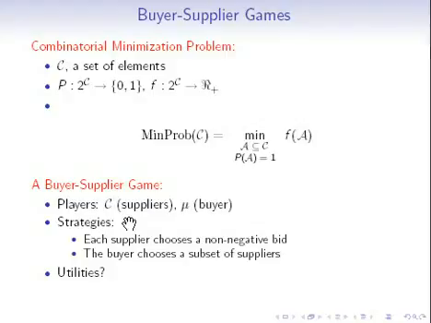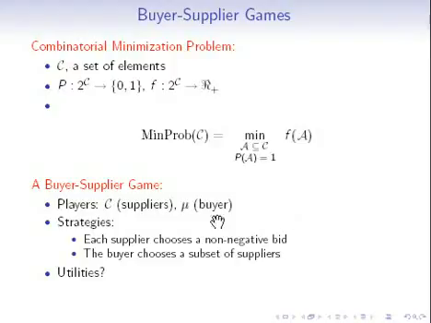Okay, so the players for the game are going to be as follows. For each element of C, we're going to associate a unique player that we call a supplier player. So the elements of C are going to be the players that we call suppliers. Then we're going to introduce a unique player that we call the buyer. And the buyer and the suppliers are going to be involved in a purchasing transaction. That's why the strategies are as follows. Each supplier simply chooses a non-negative real number bid, and the buyer chooses a subset of the suppliers from which to do a purchasing transaction.